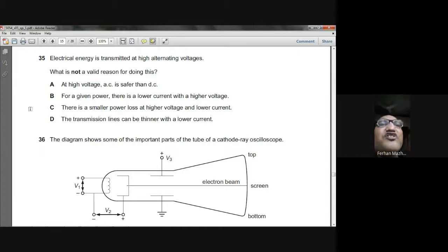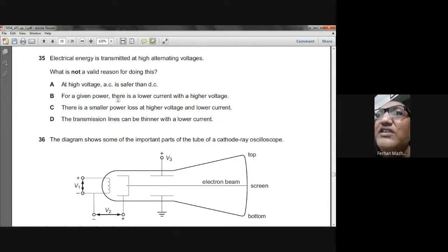We keep the voltage very high because when we keep the voltage very high, the energy loss or the power loss in the transmission line reduces. If we keep the voltage high, for example, we make it 120,000 volt, then the power loss or the energy loss in the transmission line reduces. His question is, what is not a valid reason for doing this?